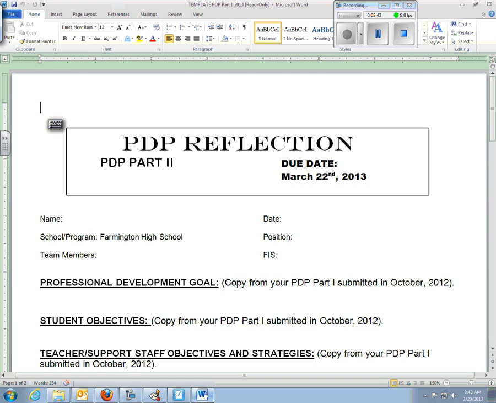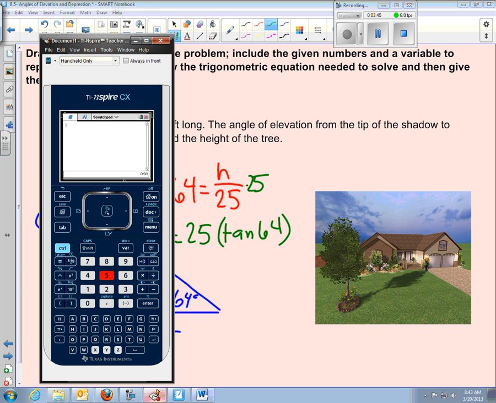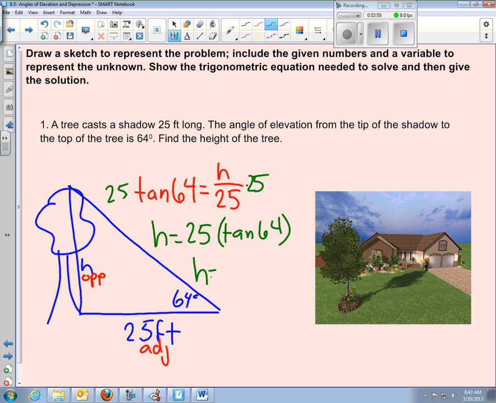So pull our calculators out, and we want to do 25 times the tangent of 64. All right, and what do we get? We end up with a height of 51.3 if we round to one decimal place, and our label is going to be feet. So all we're doing here is taking a real world situation and putting it with our trig functions.